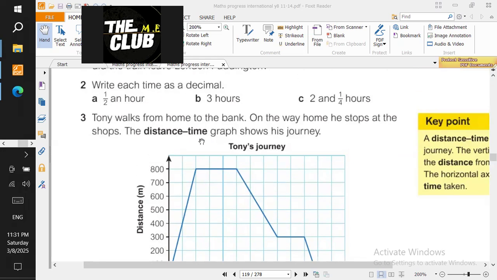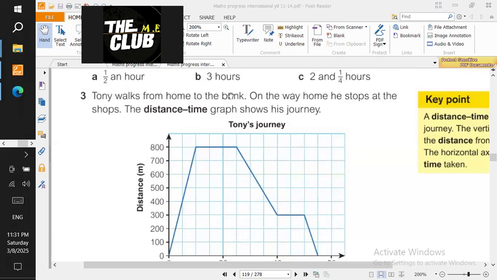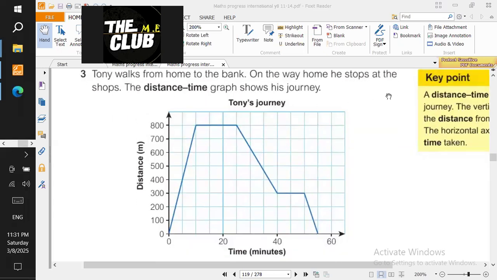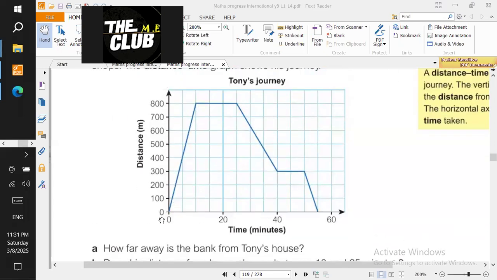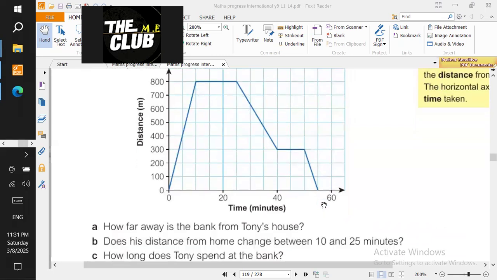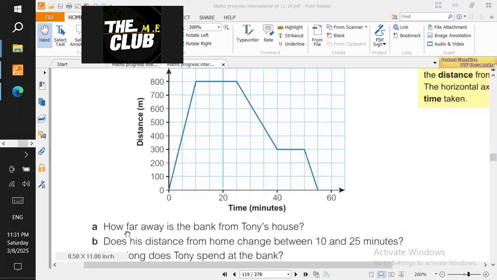So focus on this. First, Tony walks from home to the bank. On the way home, he stops at the shops. So he went from here to the bank. He stops, okay? The distance time graph shows the journey. Let's take a look. So here, home, bank, and then goes back, shops, and then goes back. How far away is the bank from Tony's house? How far means what's the distance? So that's the house, that's the bank. So what's the distance? 800 meters.